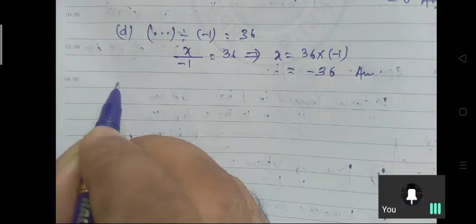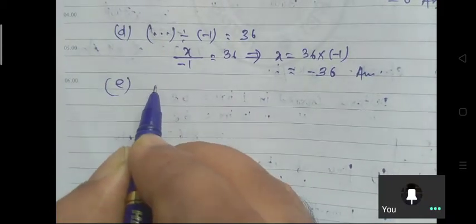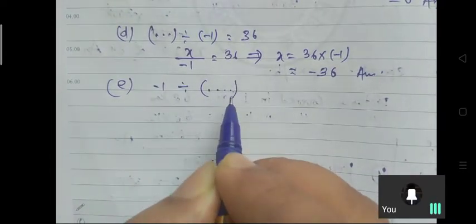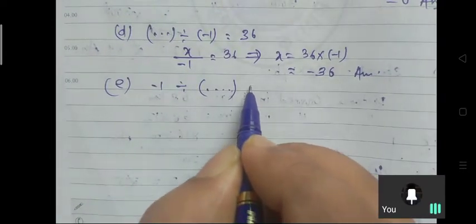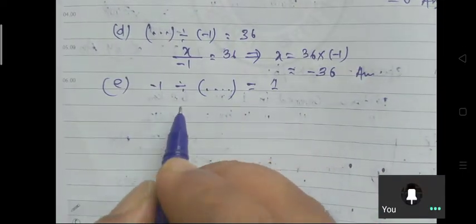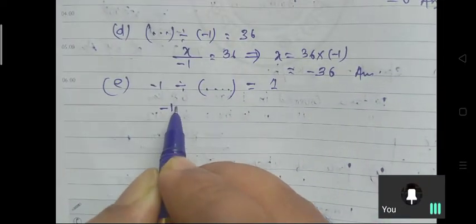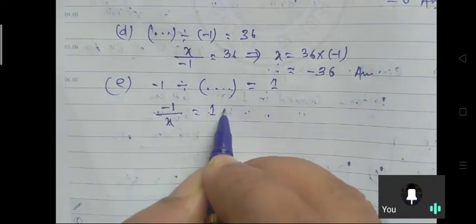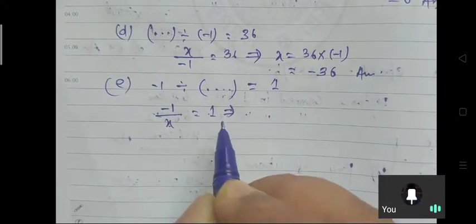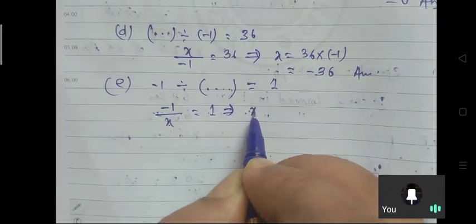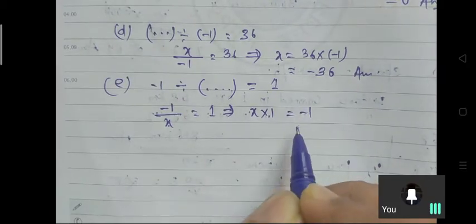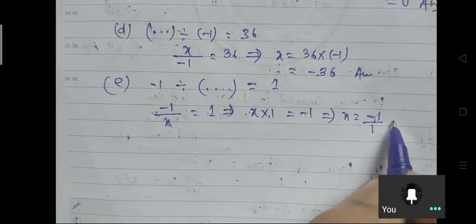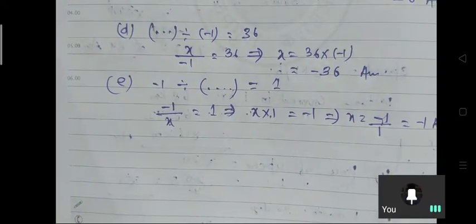Now let's move to question number E. Minus 1 divided by the unknown number, which is blank space, equal to 1. So again we can write minus 1 divided by x equal to 1. x can be transposed to the right hand side. So x into 1 equal to minus 1. So we can write x equal to minus 1 by 1. That means minus 1. Have you understood, students?